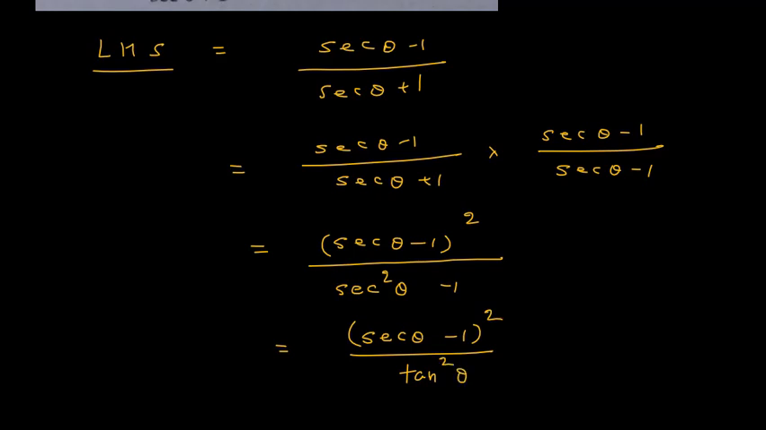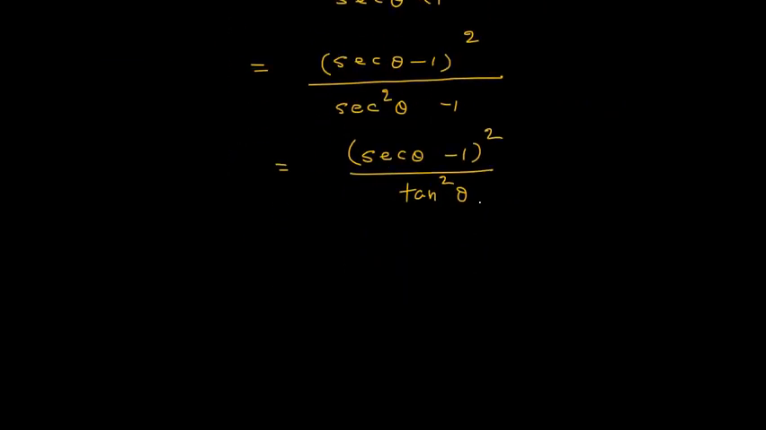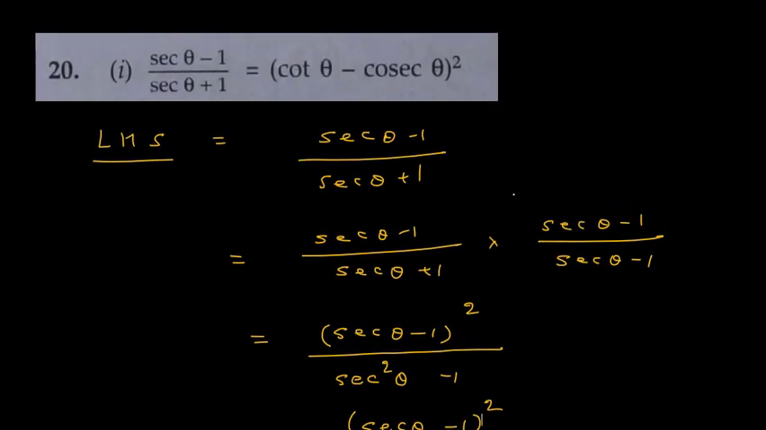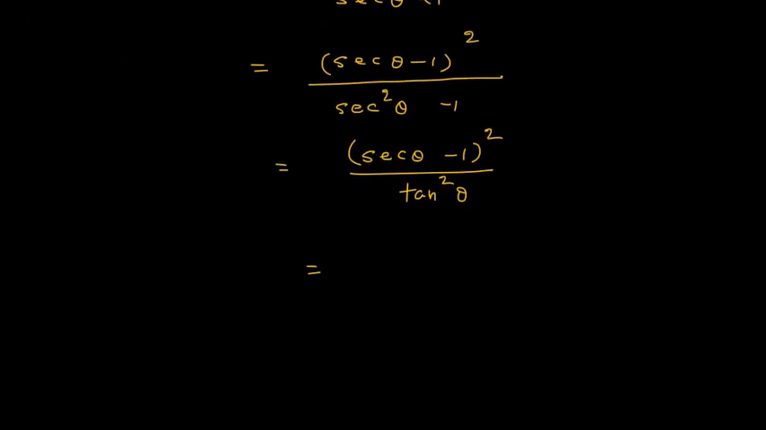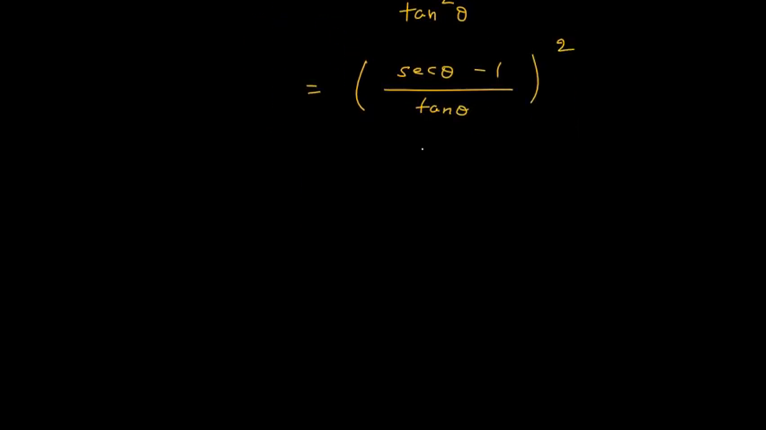So we can club it and we can say that this is, but what do we have to prove? Cot theta minus cosec theta. So this is sec theta minus 1, the whole divided by tan theta, and the whole power 2. Now this sec theta we will write as 1 upon cos theta, minus 1, the whole divided by tan theta, which we can write as sin theta upon cos theta. This is the whole square.